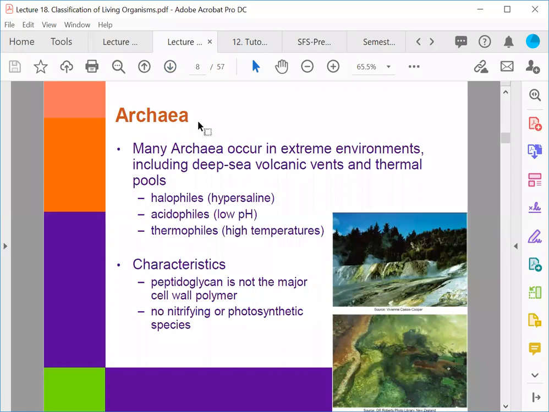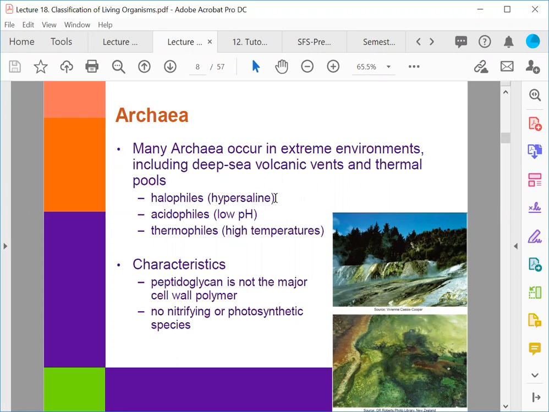All right, so let's revisit the archaea very briefly, and the archaea are even more specialised than the bacteria. For this reason, they tend to occur in very specialised habitats, very extreme environments. So a few decades ago, they were actually referred to as the extreme bacteria. These extreme environments can include deep sea volcanic events that are really superheated, thermal pools, hypersaline environments, very low pH environments, and so on.